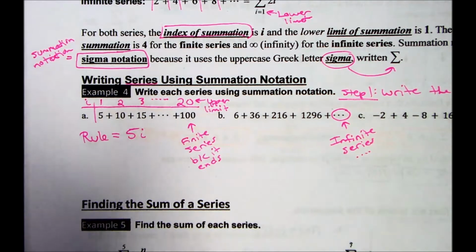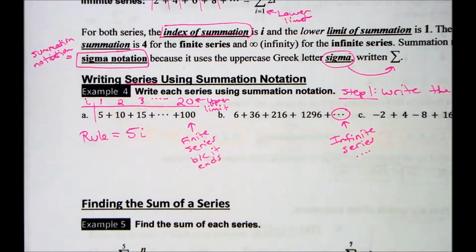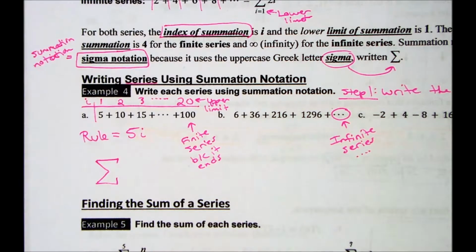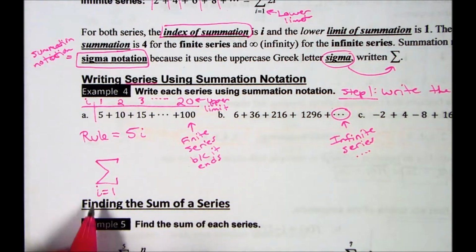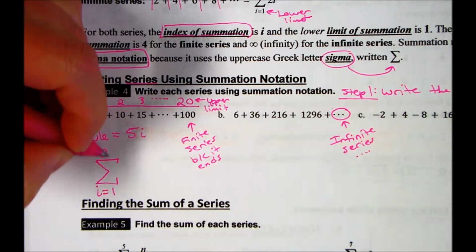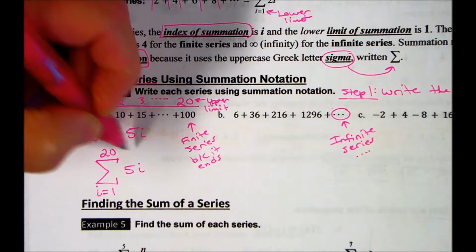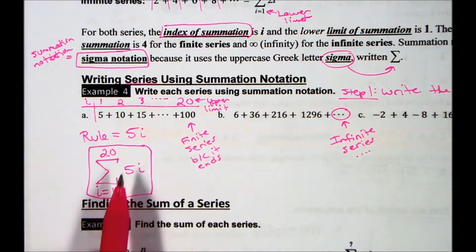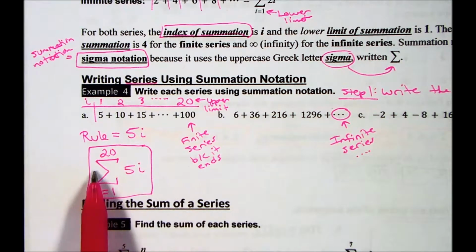Now we have all the information we need, we can write our series in summation notation. Leave a little bit of space above and below your sigma. So there's my sigma, and i equals 1 is my lower limit, 20 is my upper limit, and the rule is 5i. And that's it. That's how I would write the series using summation notation. So this is my answer.